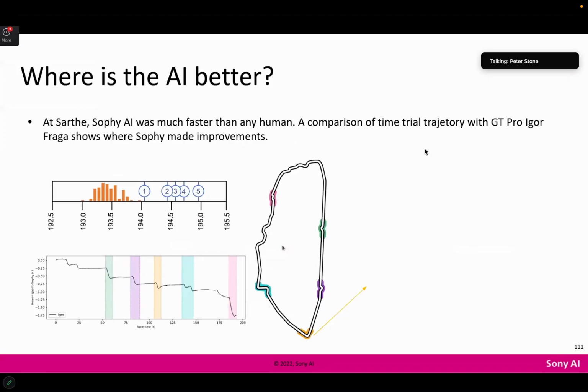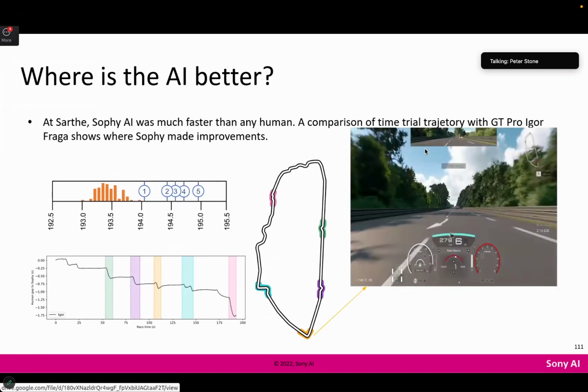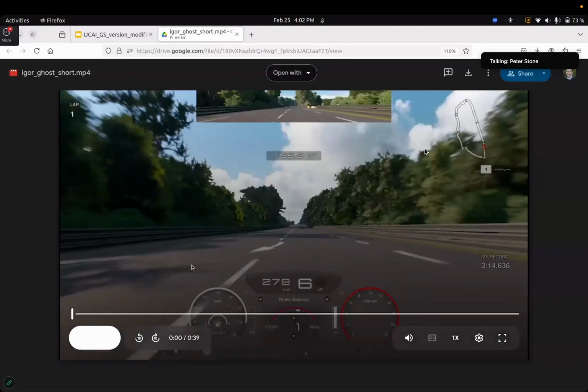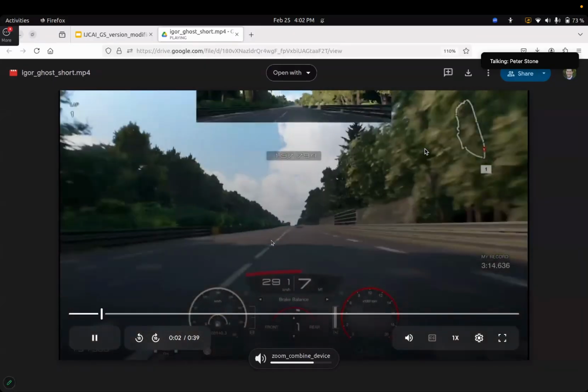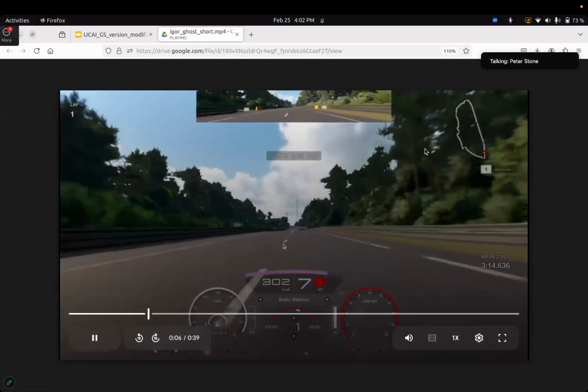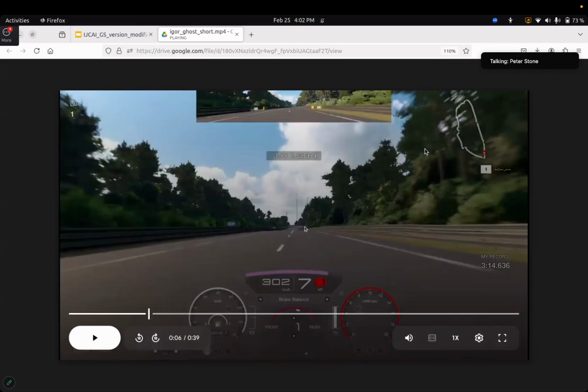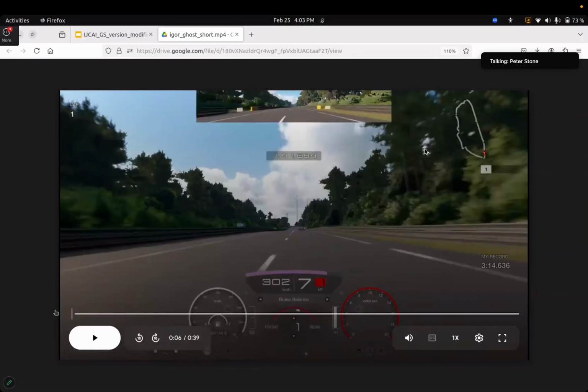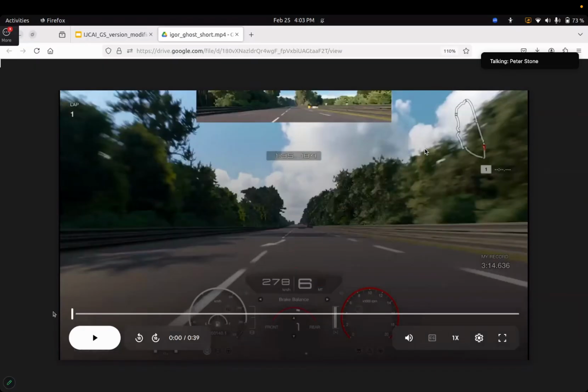And so here's a good way of visualizing that. I think in this video, if I recall correctly, you can listen to Igor talking. And actually, before I say this, you can barely see in the front of the video, there's a ghost, which is GT Sophie. That's the car controlled by GT Sophie. And Igor is trying to follow GT Sophie. So he's trying to see if he can follow the line that GT Sophie takes. So I'll start it from the beginning. You can listen to his commentary and his observations of trying to, in this case, learn something from the car.